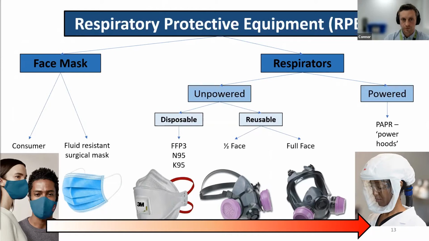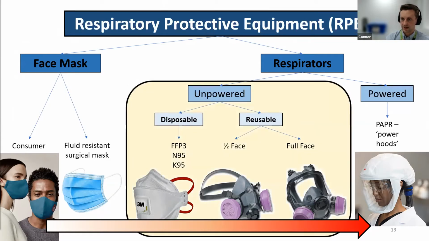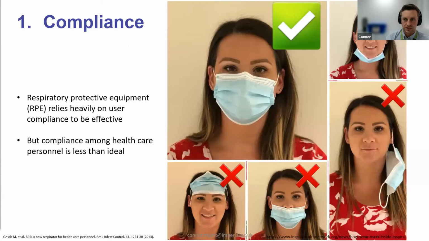And the group of masks that our research was concerned with, and what we wanted to help develop, was this unpowered respirator category. This group relies on three basic tenets to be effective. The first one is compliance. They rely heavily on you wearing them appropriately and keeping them on, and that really is the most important thing.